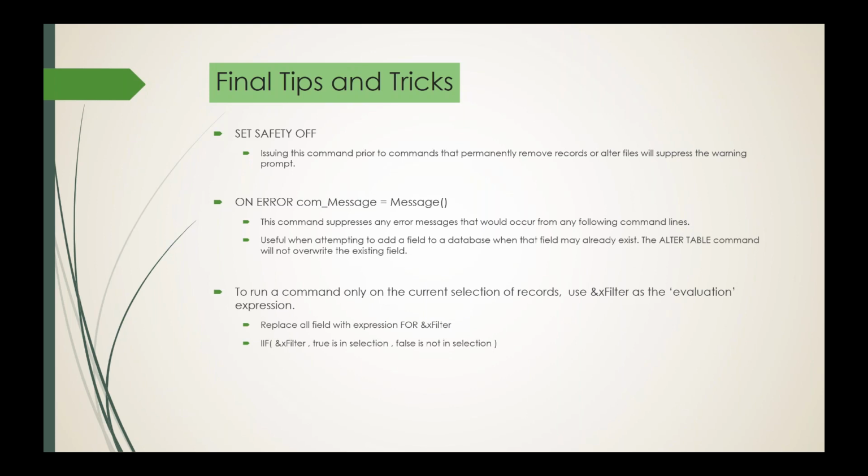Another thing that people have asked before is, how do I run a command only on the current selection of records? So I want to show undeliverable, and I just want the command that I'm going to run on that current selection of records that I've made. You can use the &signed ampersand X filter as the evaluation. So for example, we have replace all field with expression, which is just the syntax for the replace command, with ampersand X filter. So it is only going to run that command on records that are in the current selection.